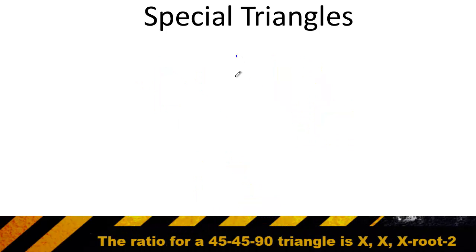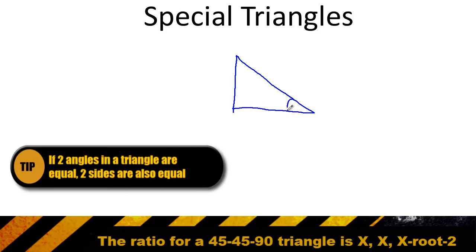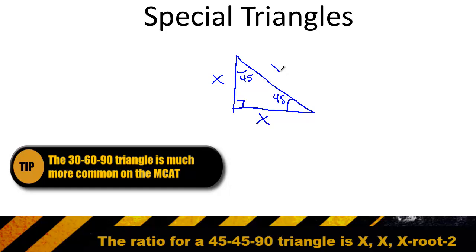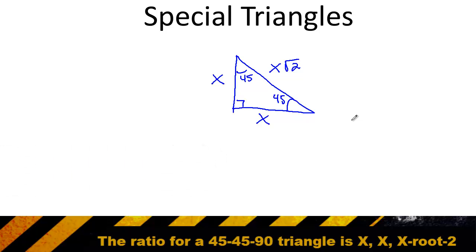You should also memorize the 45, 45, 90 triangle. The 45, 45, 90 triangle has two angles that are 45 degrees, and the remaining angle is 90 degrees. Because two of the angles are the same, the two sides are also the same. So the ratio of the sides is x, the other side is also x, and your hypotenuse is x root 2. This triangle is not nearly as common as the 30, 60, 90, but it does appear on some exams.